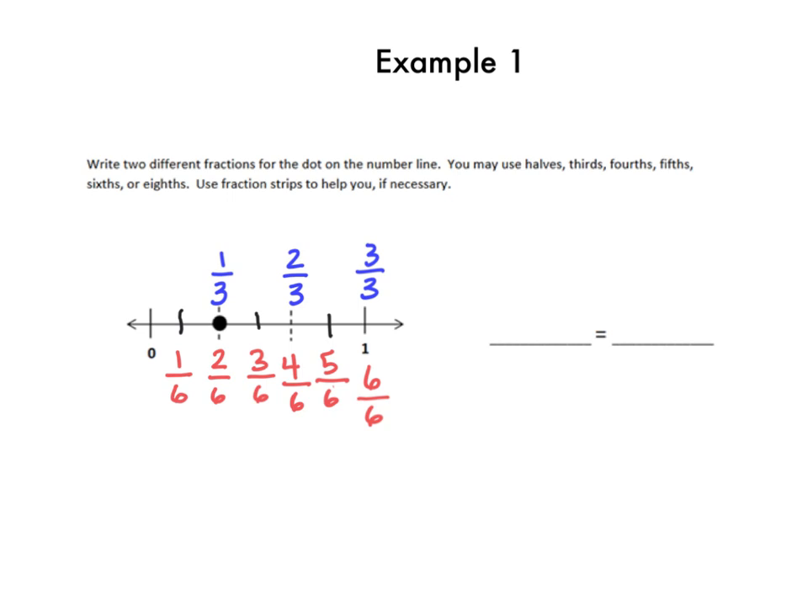Now by looking at the number line, we can see that where the dot is on the number line, 1/3 is equal to 2/6.